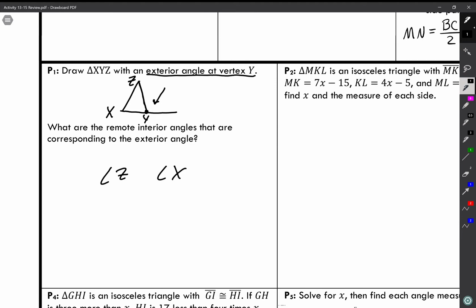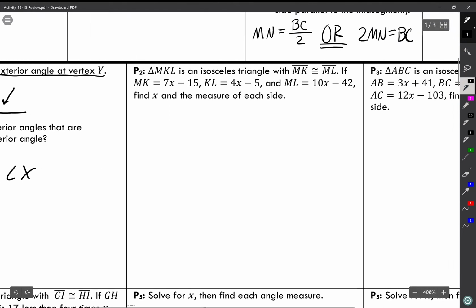Okay, so let's look at number 2. Triangle MKL is an isosceles triangle with segment MK congruent to segment ML. If MK is 7x minus 15, KL is 4x minus 5, and ML is 10x minus 42, find x and the measure of each side. First thing I'm going to do, I like to draw out my triangle first. It just helps me solve it.